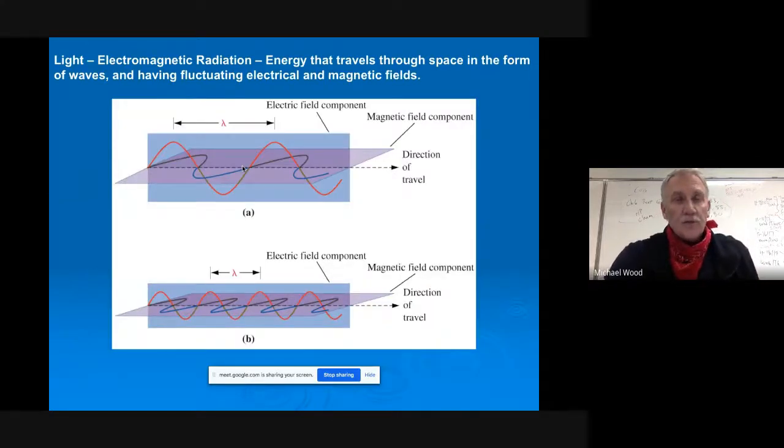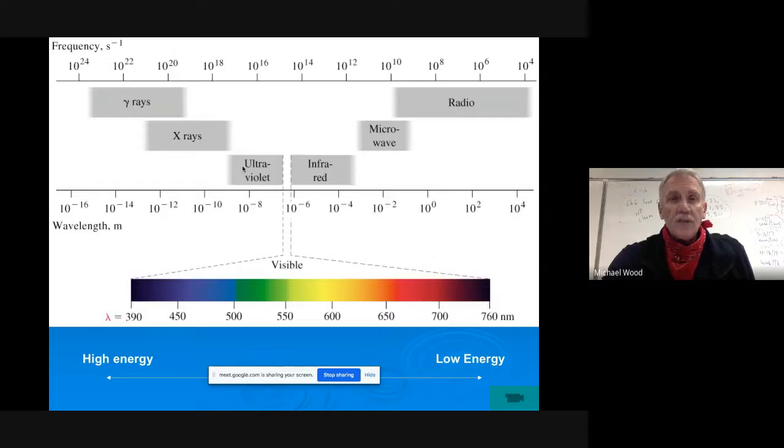This is again more of a physics concept, but light, which we're going to talk about some in this chapter, is a form of electromagnetic radiation and energy that travels through space in the form of waves having fluctuating electric and magnetic fields. We're going to talk about waves, but we're going to just leave it there. This is the electromagnetic spectrum.